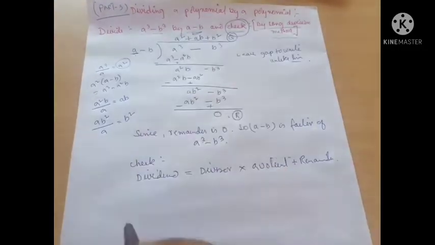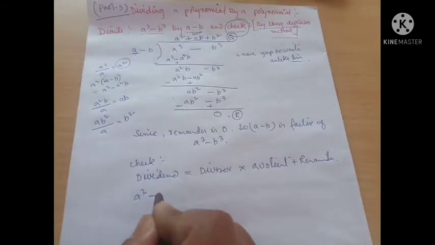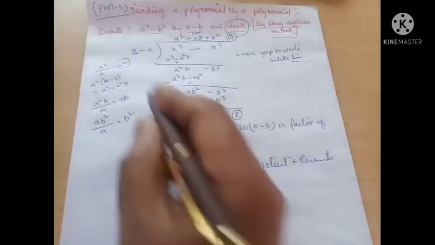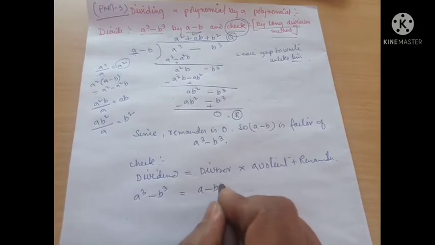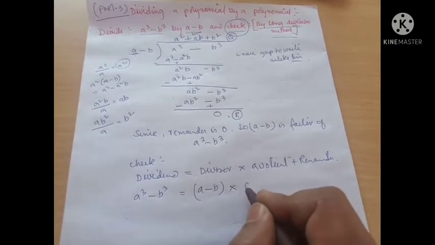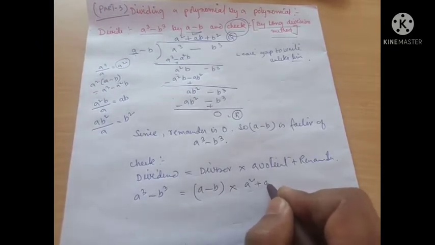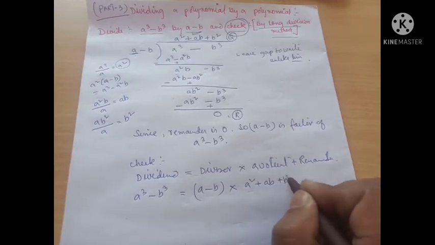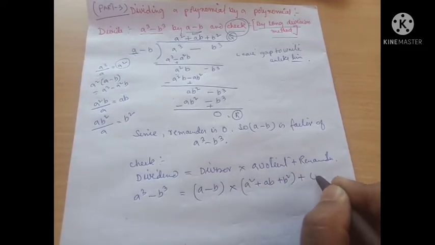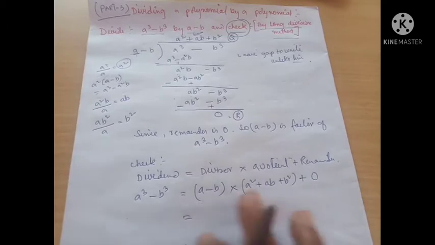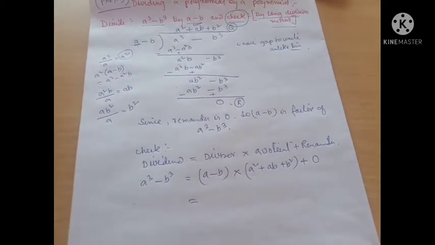So which one is the dividend? Dividend is A cube minus B cube. Which one is the divisor? A minus B, into quotient A square plus AB plus B square. And the remainder becomes zero. Now let's find out whether this quotient is correct or wrong. If we get the dividend, then the answer is correct. The quotient is correct, right?